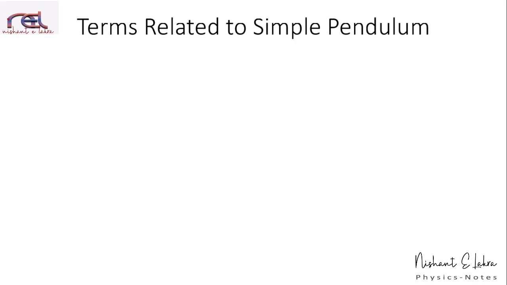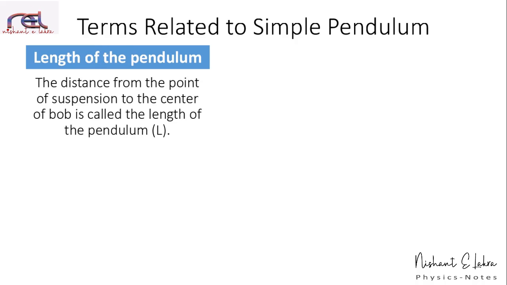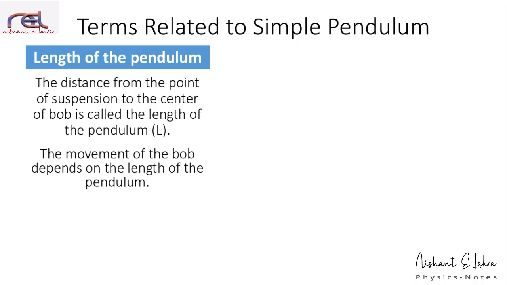Now let us understand some terms related to the simple pendulum. The first term is the length of the pendulum. What is the length of the pendulum? It is the distance from the point of suspension to the center of the bob, which is represented by capital L. The movement of the bob depends on the length of the pendulum. If the length is shorter, the movement is quicker. If the length is more, the movement is slow.